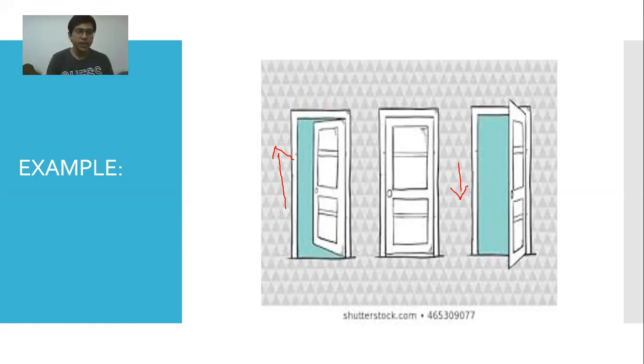The example is very simple. For a door, in order to open it, you have to either push or pull it. So the push or pull is actually the direction of the force which you are applying. For pushing, you are applying force in the forward direction, and for pulling, you are applying force in the backward direction. Okay, let's look at another example.